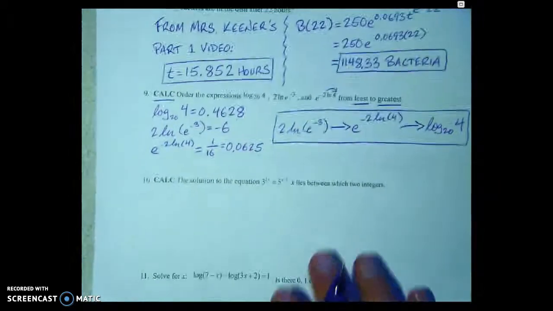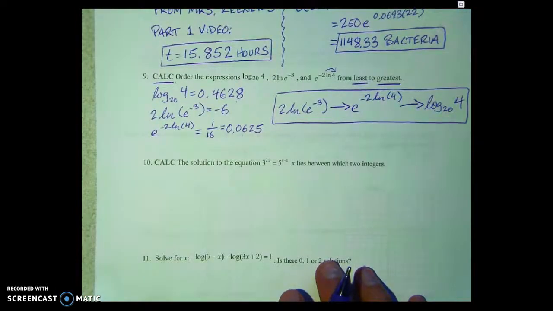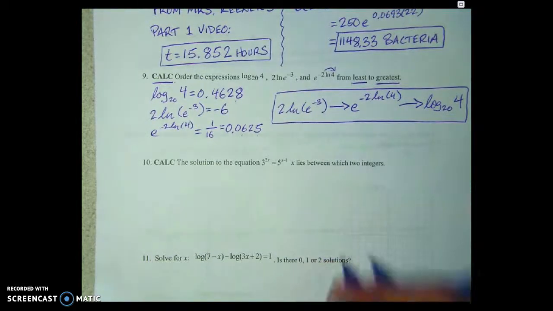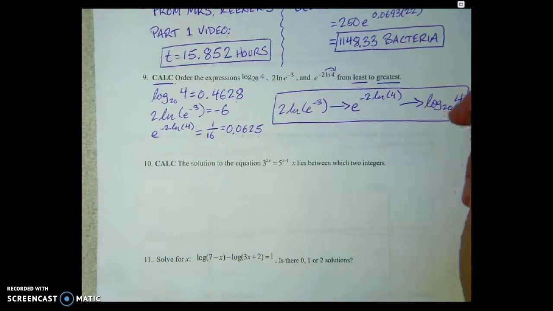Okay. Next, calculator: the solution to the equation 3 to the 2x equals 5 to the x minus 1. They're asking us to find which two integers x lies between. Well, I'm going to solve this algebraically until I can't anymore, and at that point I will then use a calculator. Sound good? Let's do that.